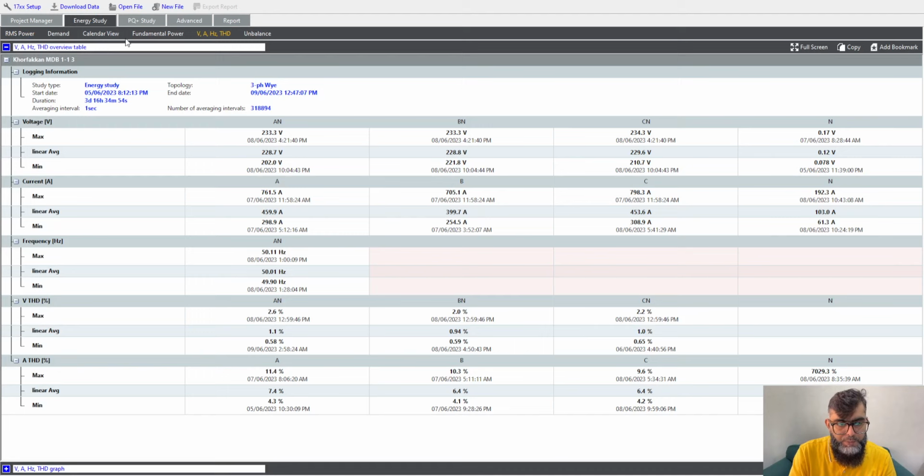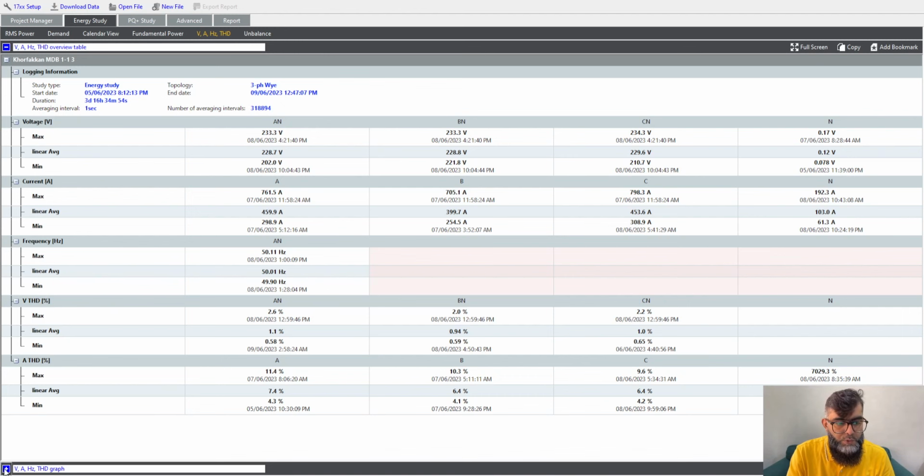And this is important. If we go to the energy study and look at the maximum current or the average current, you see the average currents were 459, 399, 453. So what this means is that my system was basically fluctuating between 450 to 400 amps. But the maximum it has reached is 761, 798. Now these are values recorded separately, so you might not be able to see those in the graph, but that does not affect our calculation of harmonics.